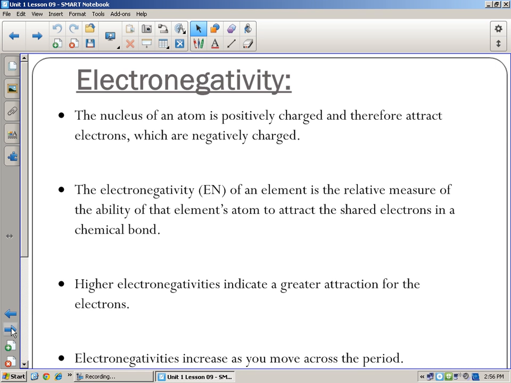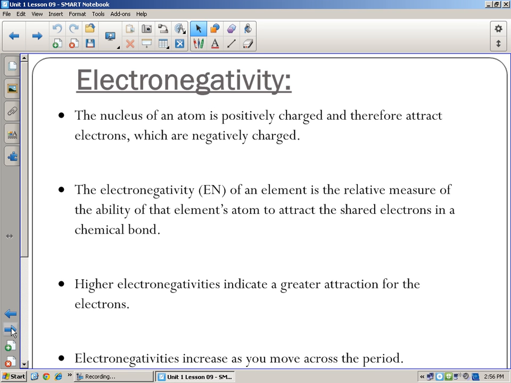So lesson 9, today we're going to talk about electronegativity. And electronegativity is something we talked about earlier. There's a number associated with electronegativity. It's on your periodic table. And you probably should get your periodic table out today, so you can see those electronegativity values and the trends that go with those numbers there. Okay?